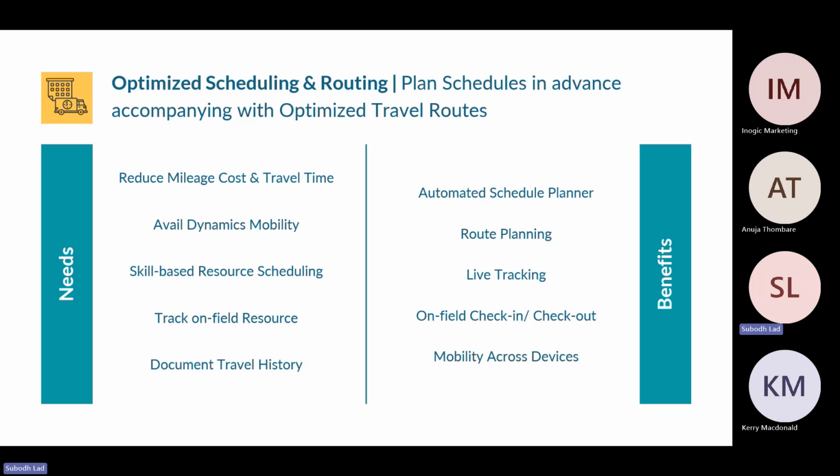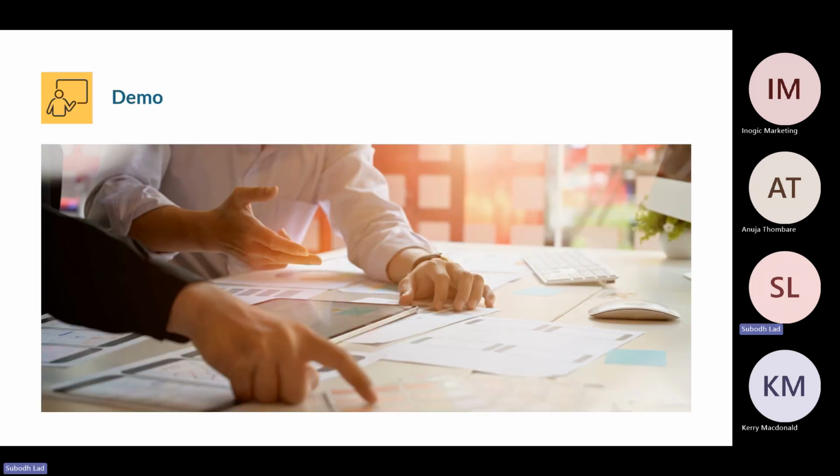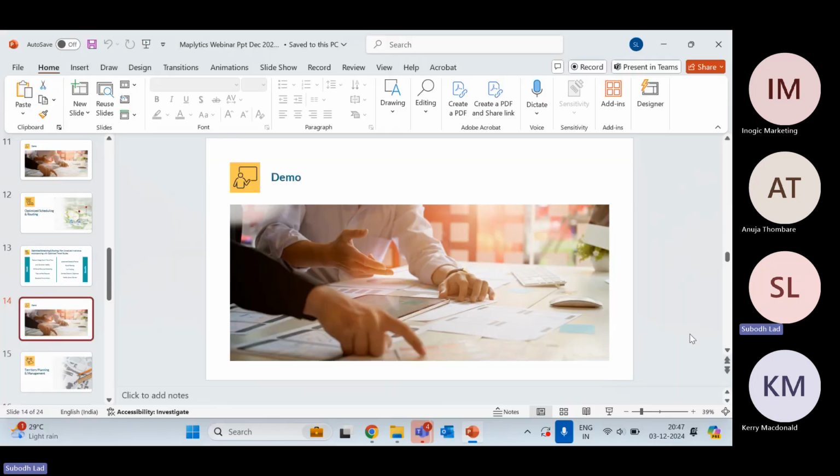So in this, Maplytics will be very helpful. You can document their travel history as well. As I showed you earlier, we have a check-in and check-out option as well. You can also live track them. And you can also simply plan their routes in advance if there is one inside sales guy or any manager who is assigning routes to their field reps or work orders that have to be completed. So for that, route planning and automatic schedule planner will come in handy. So we'll just have a live demo of that as well now.